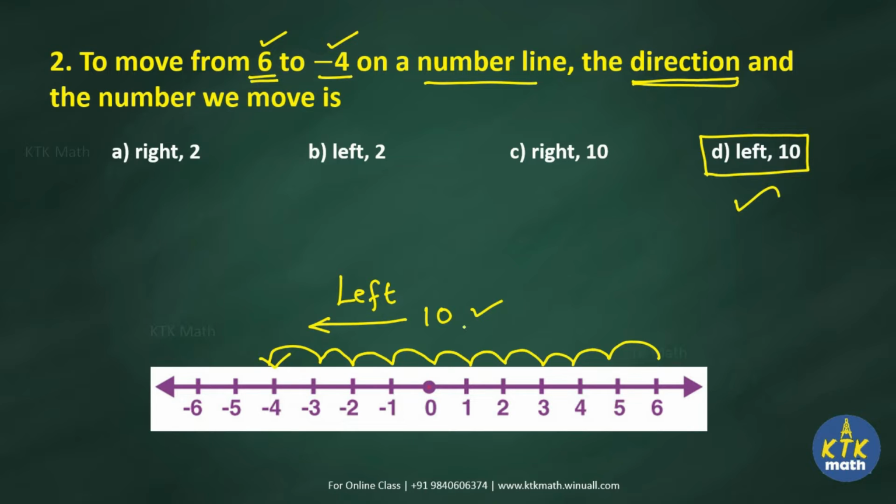No need to mention it as negative 10. Check the options. The option is given along with the direction and the unit of jumps alone. So the second answer is left side 10. These kinds of questions you must do only with the help of a number line. Just draw a rough number line in your notes. Whenever you get questions based on a number line, you can solve them with the help of it.